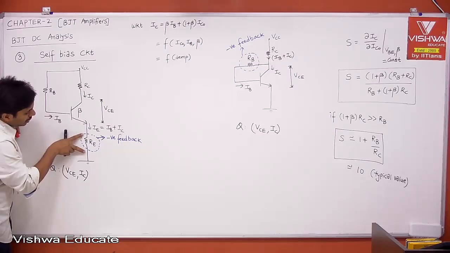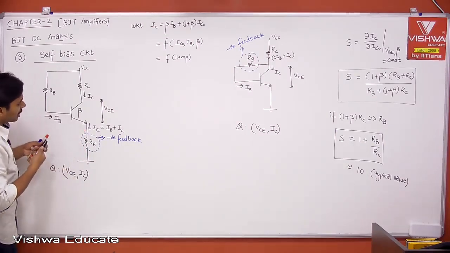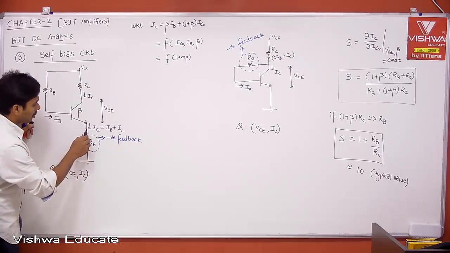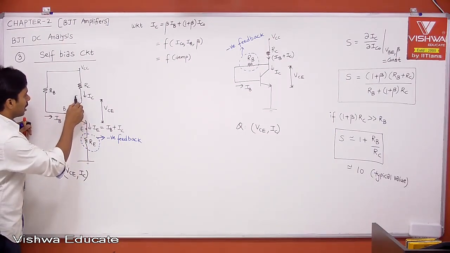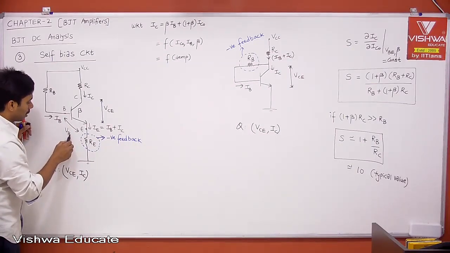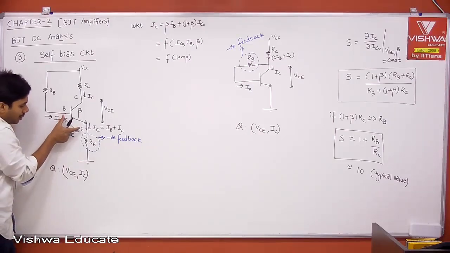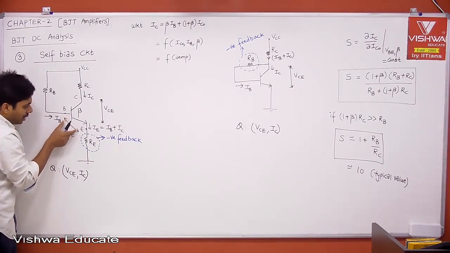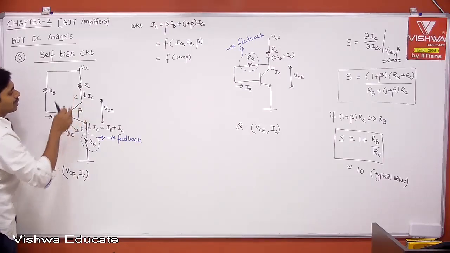Then the drop across RE will increase. That drop across RE is nothing but your emitter voltage. This is emitter, base, and this is collector, and this is your VBE. Therefore, tell me, when emitter voltage is increasing, what happens to your VBE? It decreases. When VBE is decreasing, IB decreases. When IB is decreasing, your IC will decrease.